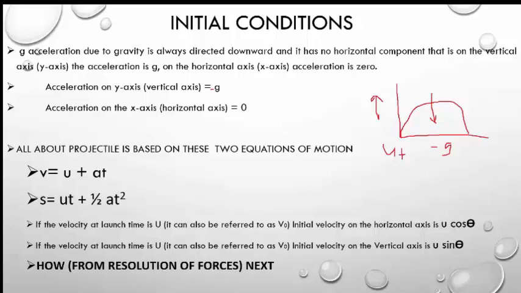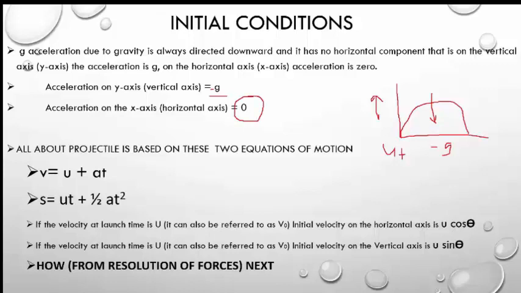But on the horizontal, there is no acceleration. On the vertical, we have acceleration because the velocity changes as it moves. So three things are very important in this case. The acceleration on the vertical is constant, and it is negative. On the horizontal, the acceleration is 0.